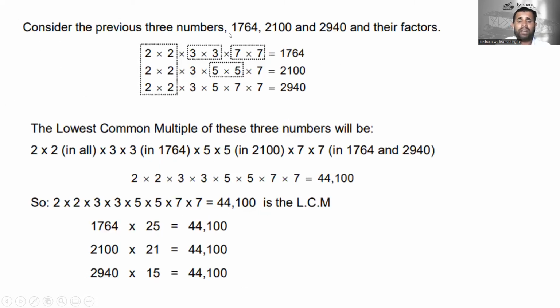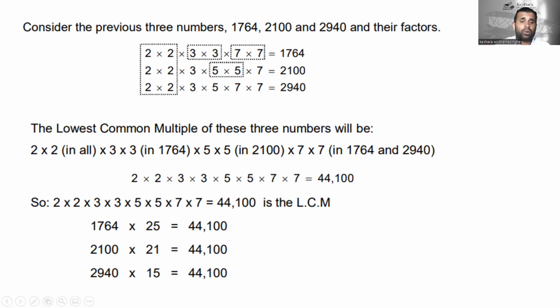So consider the previous three numbers, 1764, 2100 and 2940, and their factors. These are the factors from the previous slide. So the lowest common multiple of these three numbers will be built from all the prime factors. All numbers have 2 into 2 and 3 into 3. Only 2100 has 5 into 5, and 7 into 7 appears in the others. So the lowest common multiple is 2 into 2 into 3 into 3 into 5 into 5 into 7 into 7. So the lowest common multiple is 44,100.